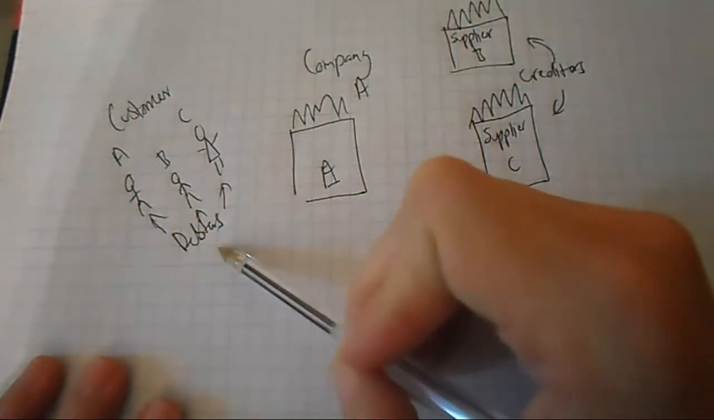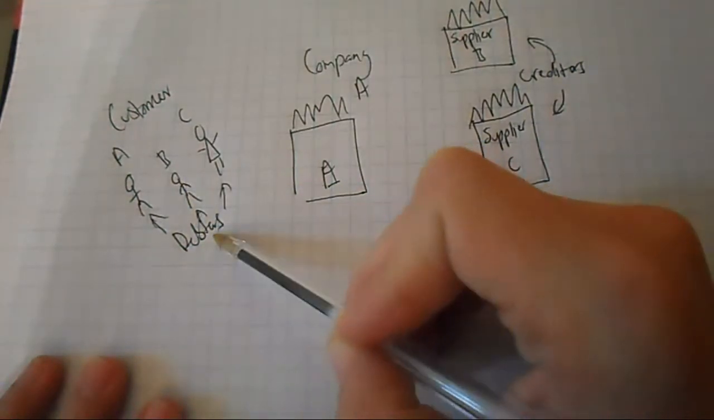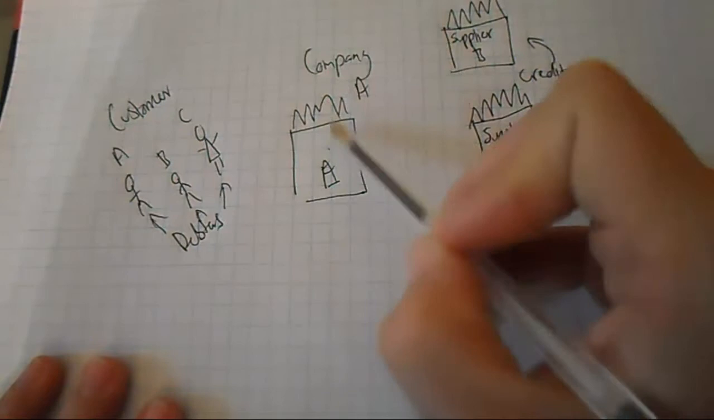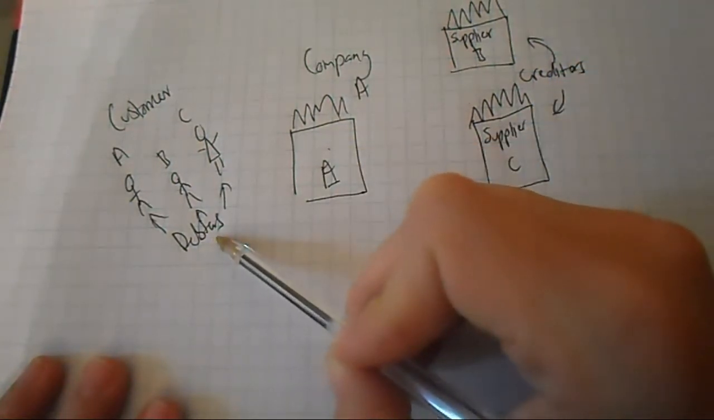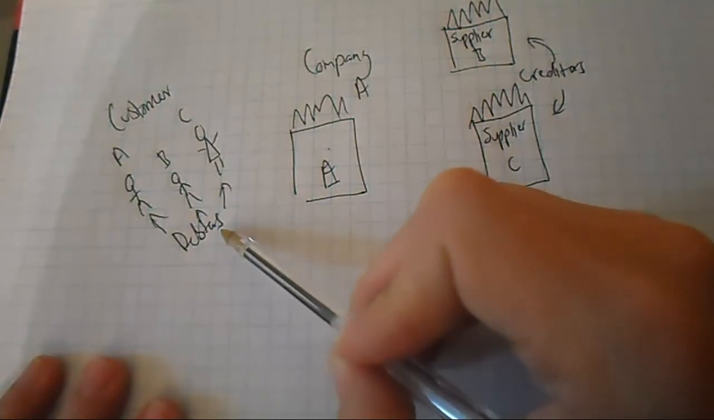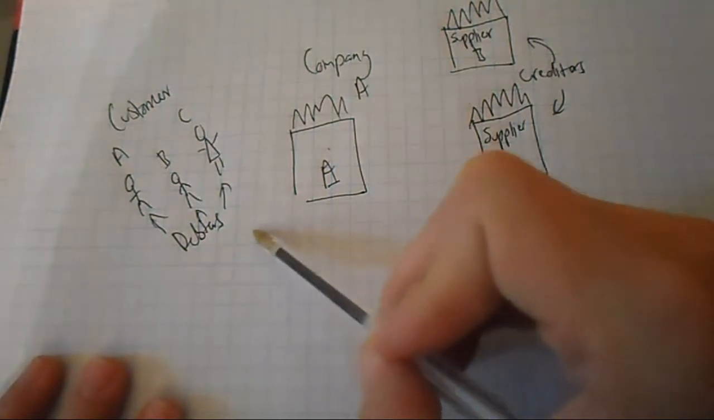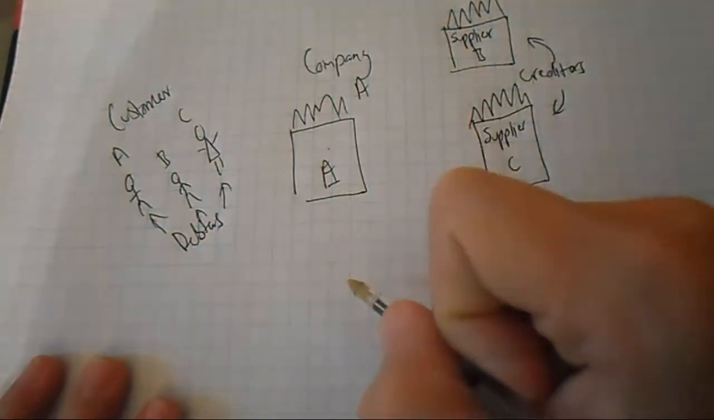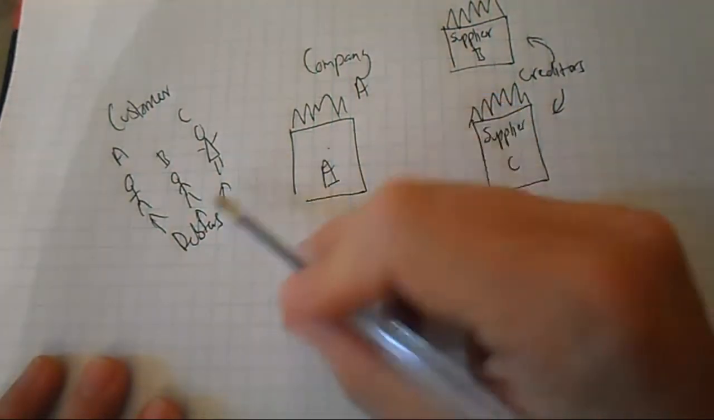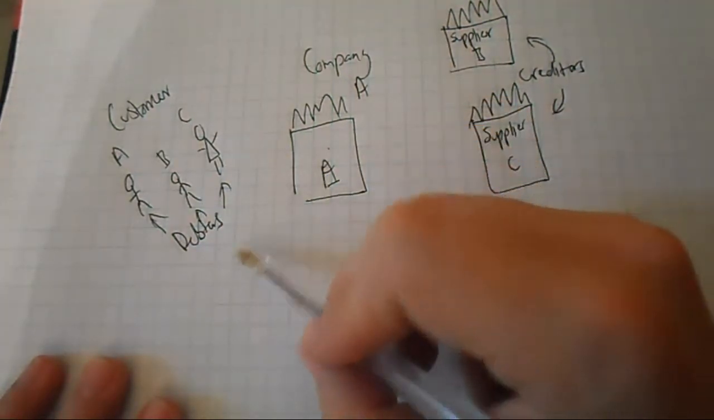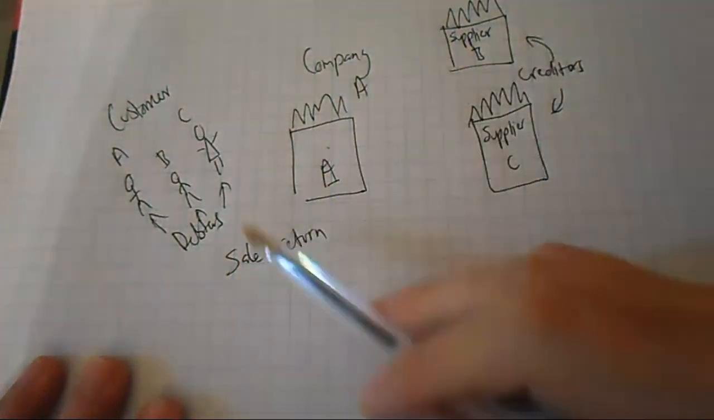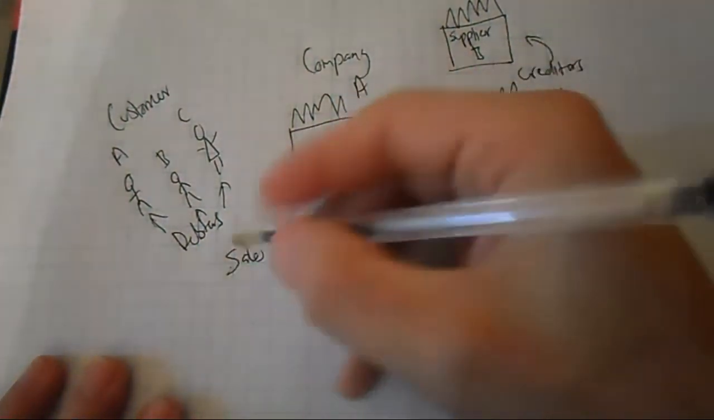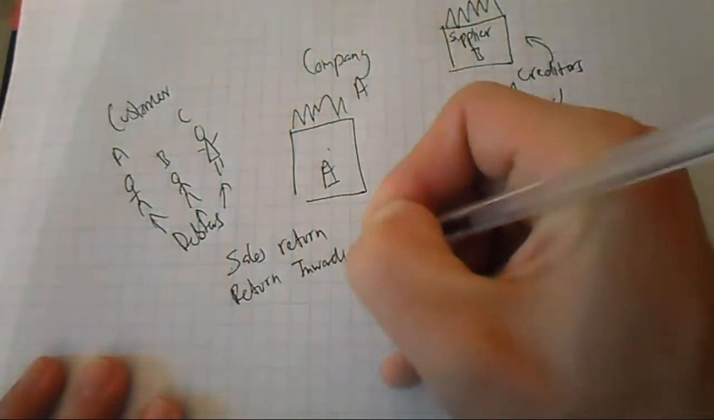Now, there may come a time when a debtor bought something from us, or we sold something to our debtors, and they are not satisfied with their product. Then they might have an option to return the product back to Company A. When this happens, it will be recorded as a sales return. Another name for sales return is return inwards.